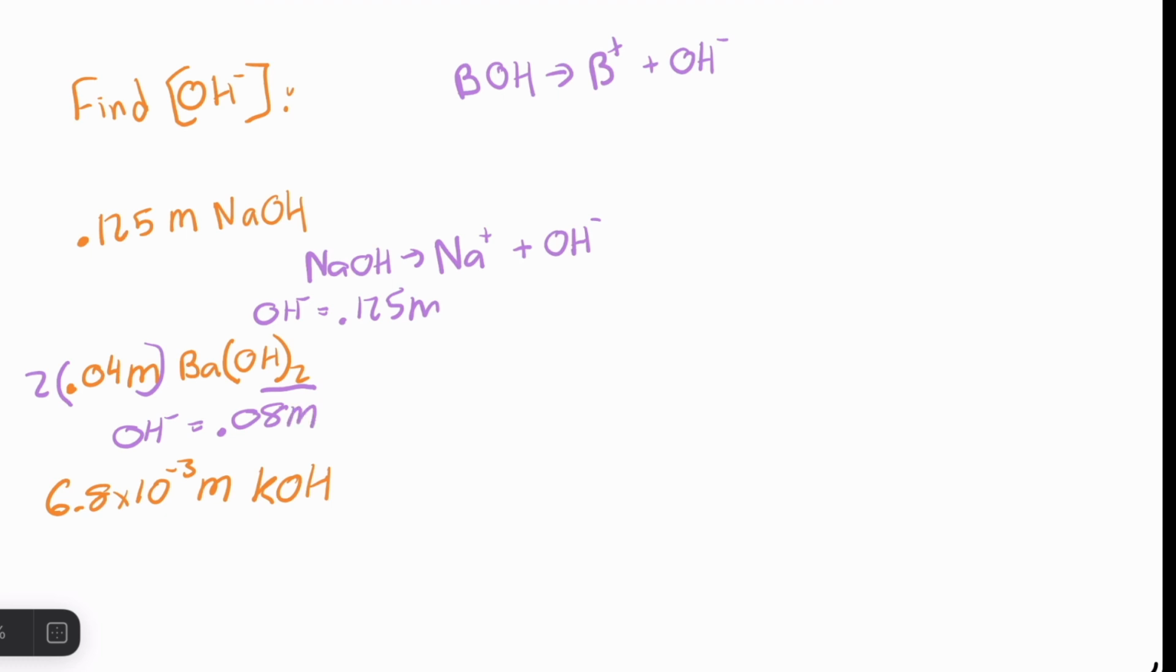If we have 6.8 times 10 to the negative third molar of potassium hydroxide, what is our hydroxide concentration? Now again, we look at how many OHs we have. We know it's a strong base, so it's going to dissociate 100% regardless. But we only have one OH per one KOH. So the molarity of OH minus is going to be the same as our molarity for KOH, which is 6.8 times 10 to the negative third molar.